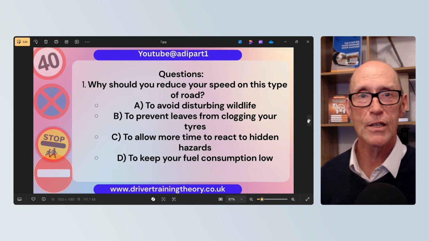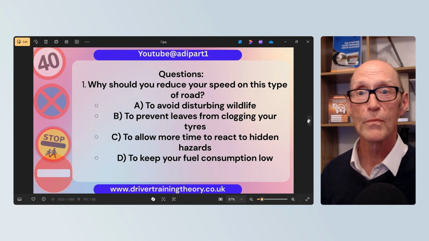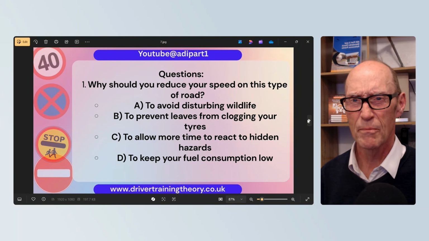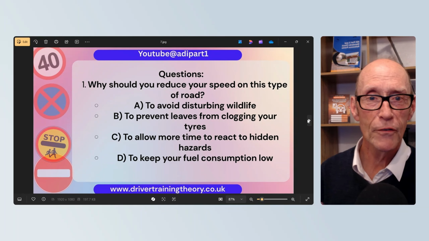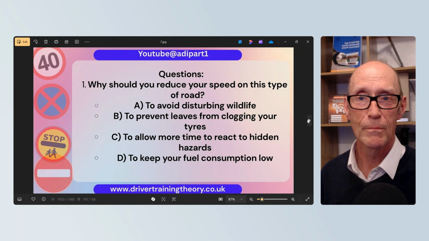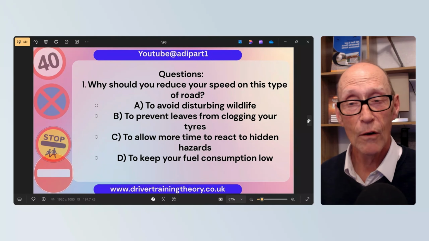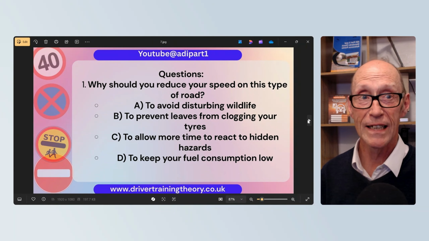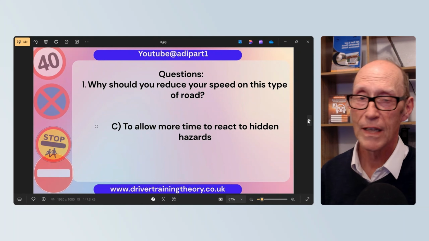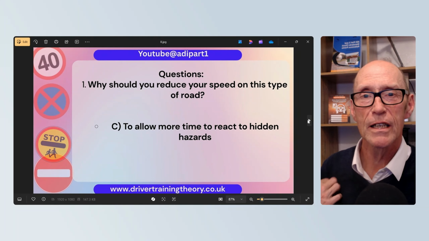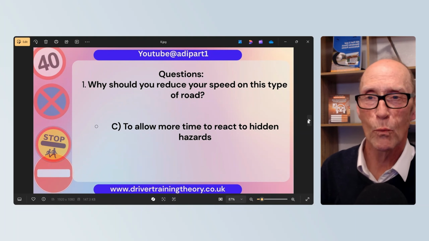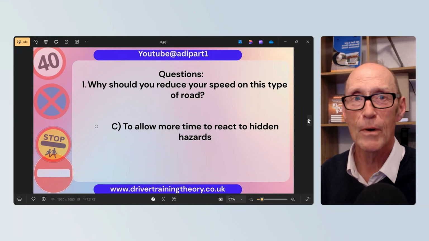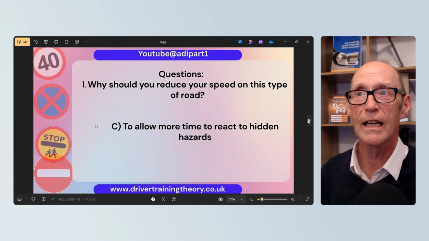Is it to avoid disturbing wildlife? No. Is it to prevent leaves from clogging your tyres? Not really, no. Is it to keep your fuel consumption low? No. So the obvious one is to allow more time to react to hidden hazards, is it? It is indeed. So you're just thinking, if you're on a country road, it's wet, it's misty, why are you going slower? Because there might be an unforeseen hazard ahead.